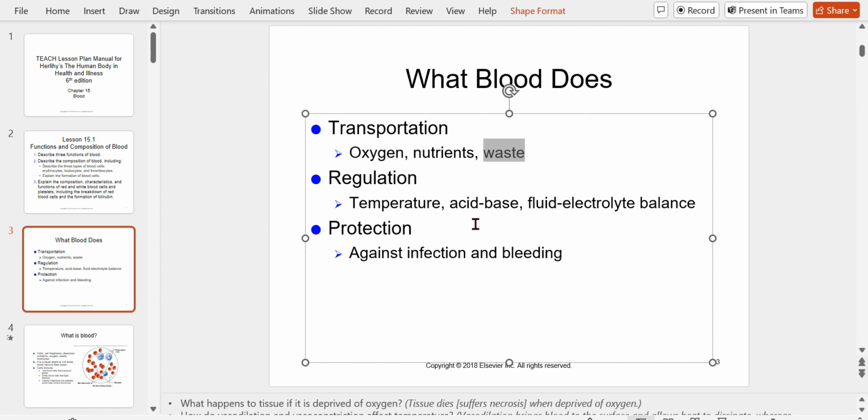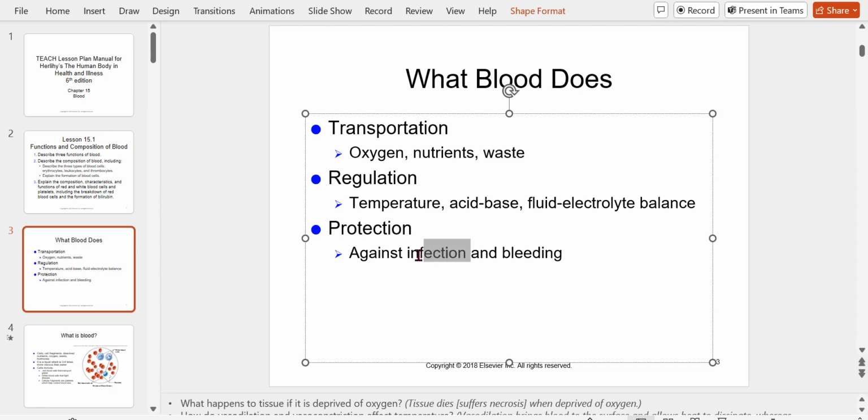Regulation, temperature control, through what we call vasodilation, which brings the blood closer to the surface of the skin. We're able to release heat. In colder temperatures you get vasoconstriction, which takes the blood and moves it closer to the core so that we're able to maintain body heat. Acid-base regulation, electrolyte balance, we'll get into it.